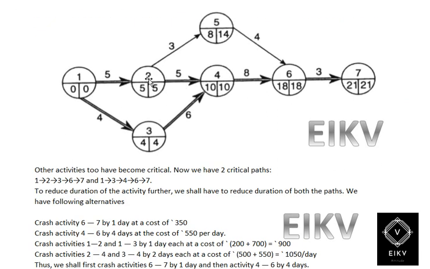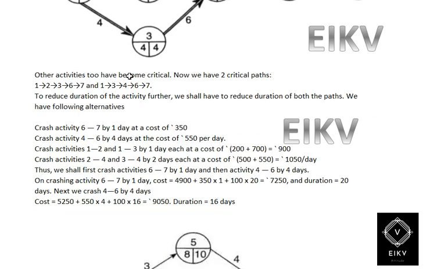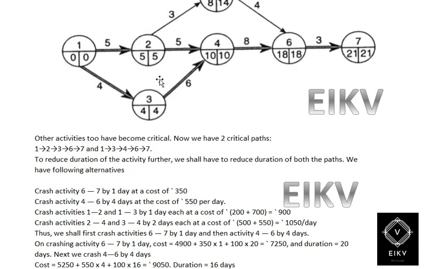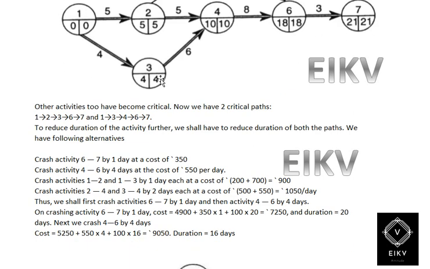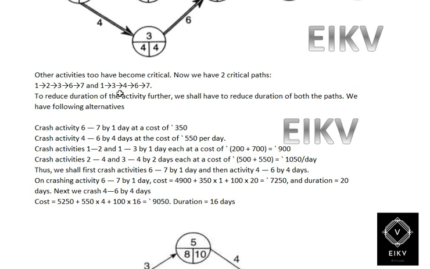Going further, we have the crashed cost. The other activity has now become critical. Now we have two critical paths. When we crash the days, we now have two critical paths, that is 1-2-3-5-7 and 1-2-4-6-7. So these two paths have become critical. The critical path means the path with the highest number of days. So to reduce the duration further, we shall have to reduce the duration of both paths.